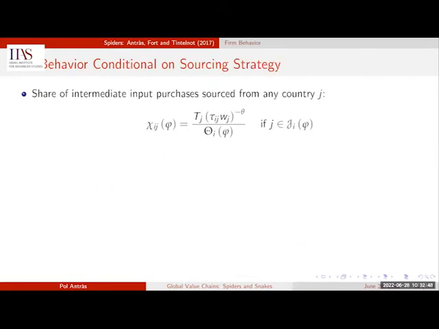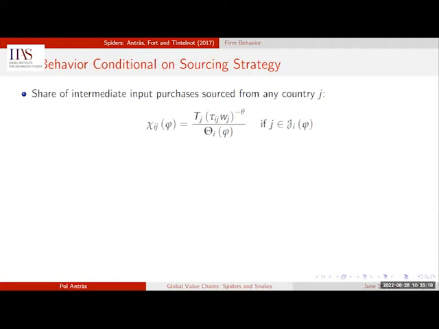So what comes out of the Fréchet distribution is, in the same way that Eaton and Kortum derived a gravity equation of trade at the macro level, how much country i imports from country j, I'm going to get, at the firm level, how much a firm in country i, where I'm indexing the firm by its productivity phi, imports from j.